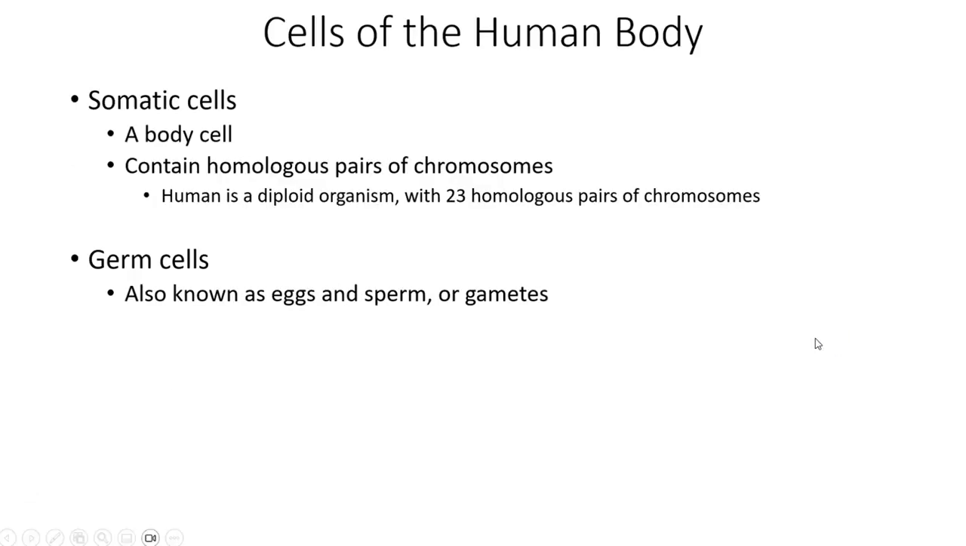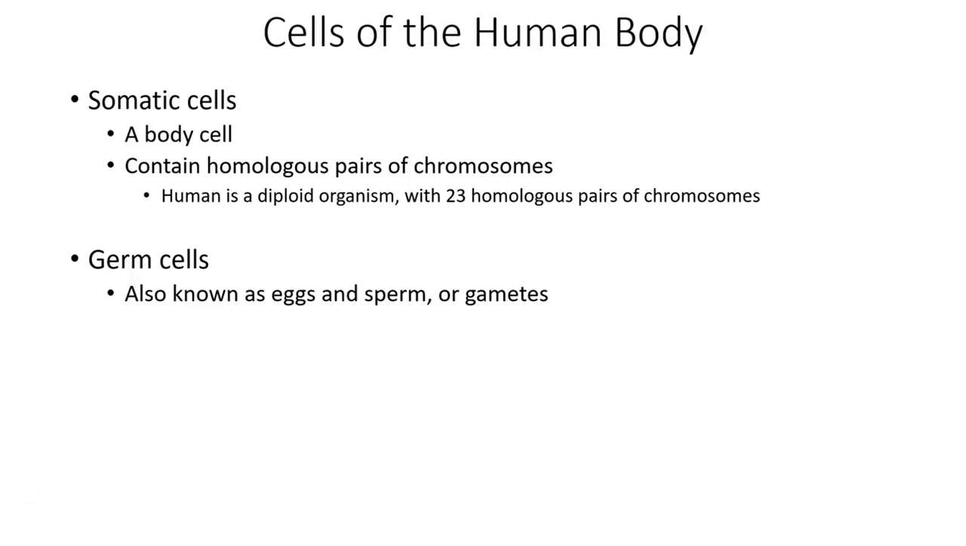So we have two general types of cells in our body, somatic and germ cells. Somatic cells are most of your body cells. Germ cells are also known as gametes. These are egg and sperm cells. These are very, very uncommon in comparison to somatic cells, because if a cell is not one of these gametes, it is not a sperm or egg cell, it is a somatic cell. So all of the other cell types in your body are somatic cells.